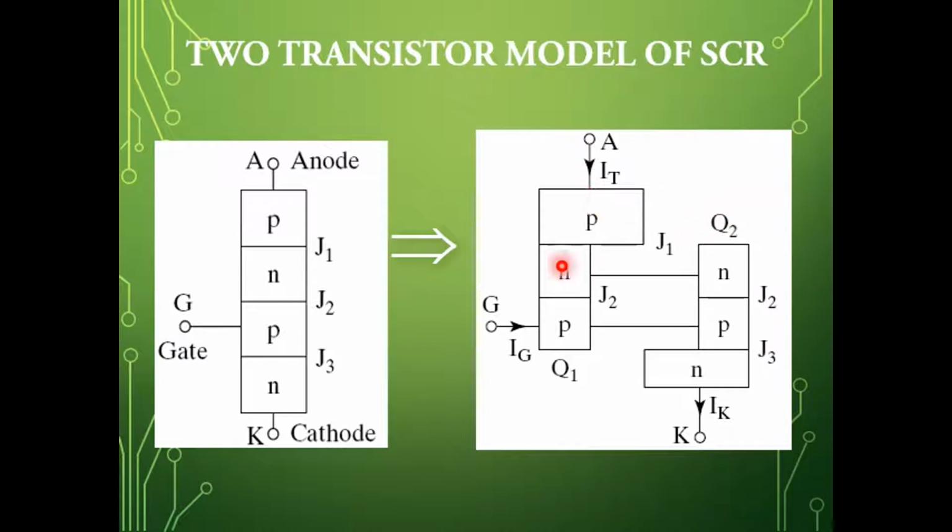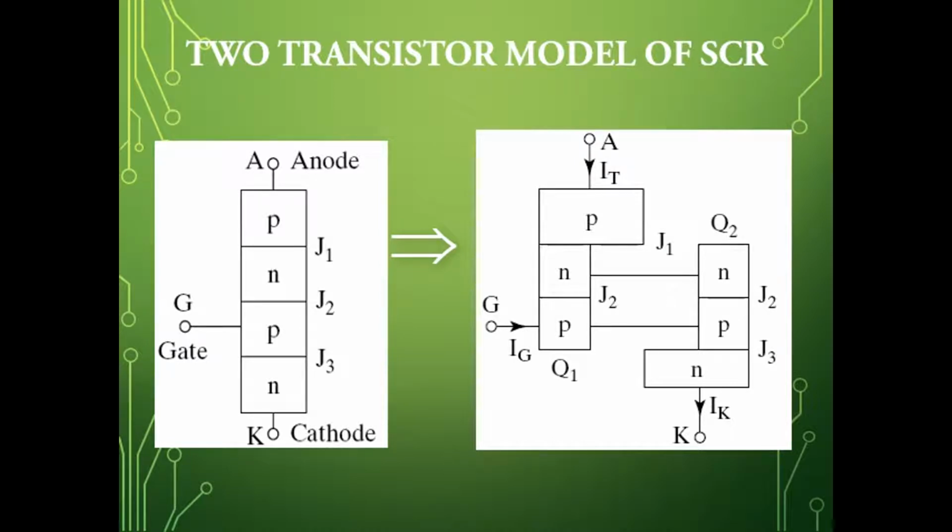We have the anode terminal, the gate terminal, and the cathode terminal. You can see the gate current, denoted as IG, the cathode current, denoted as IK, and the anode current, which instead of IA is written as IT. IT is the thyristor current, though you can even write it as IA. Clear? This splitting of the four layers of the thyristor into two transistors is called the two transistor model of the SCR.